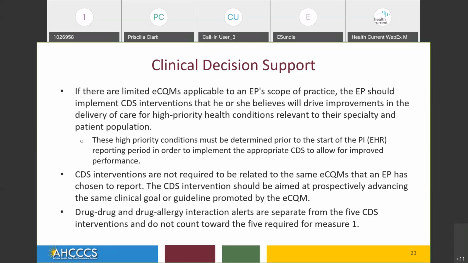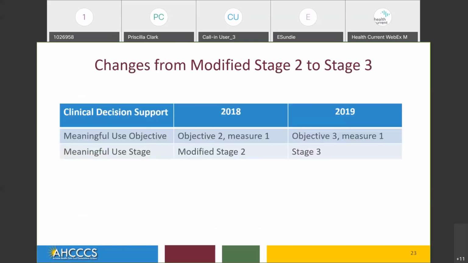CDS interventions are not required to be related to the same eCQM that an EP has chosen to report. The CDS intervention should be aimed at prospectively advancing the same clinical goal or guideline promoted by the eCQM. Drug and drug allergy interaction alerts are separate from the 5 CDS interventions and do not count toward the 5 required for Measure 1. And we will discuss drug and drug allergy interaction checks in Measure 2.